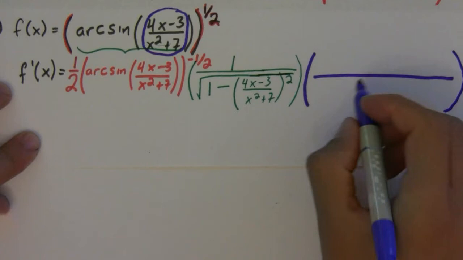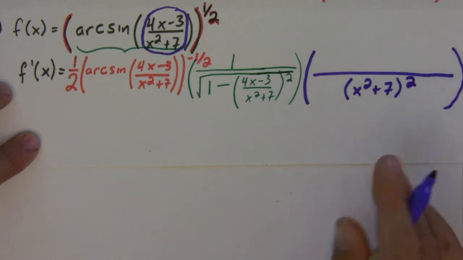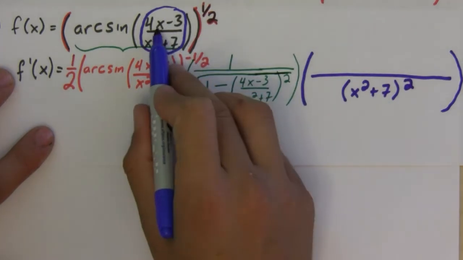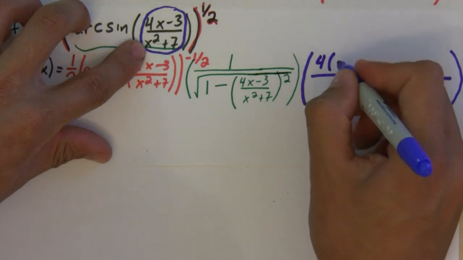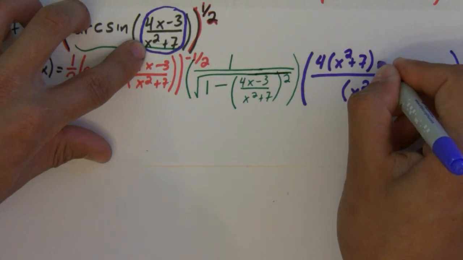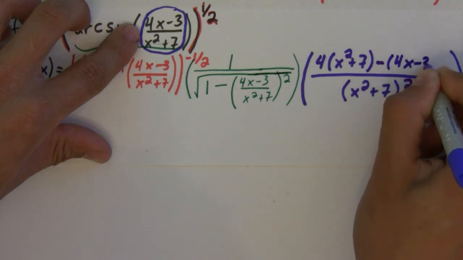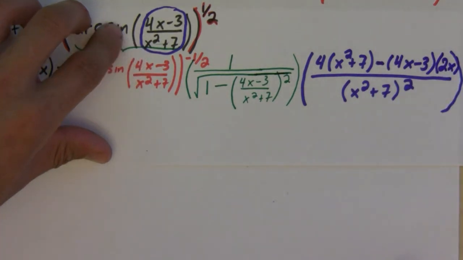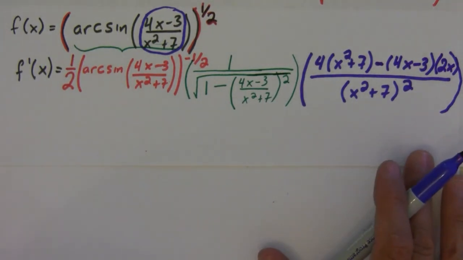And so on the denominator I'm going to have x squared plus 7 squared. And then on the numerator, now I'm just going to use my normal chain rule. So I get the derivative of the first, which is 4, times the second, which is x squared plus 7, minus the first, leaving it alone, times the derivative of the second, which is 2x. And now that I've gone the furthest in I can go, then I'm done.